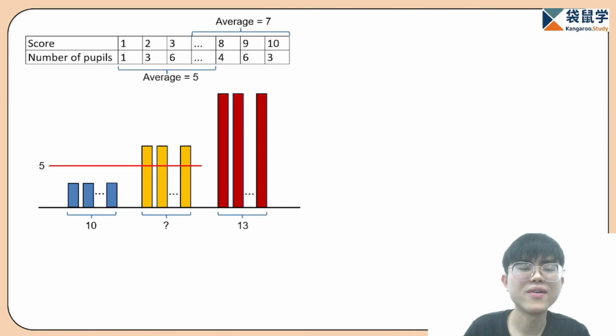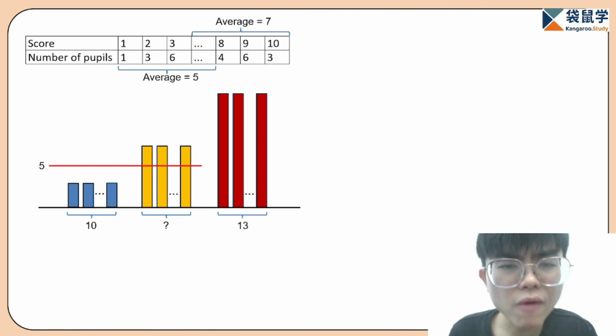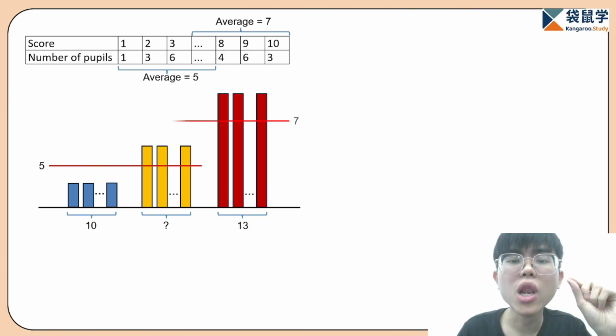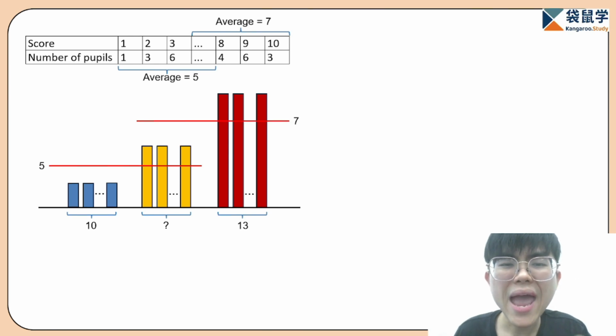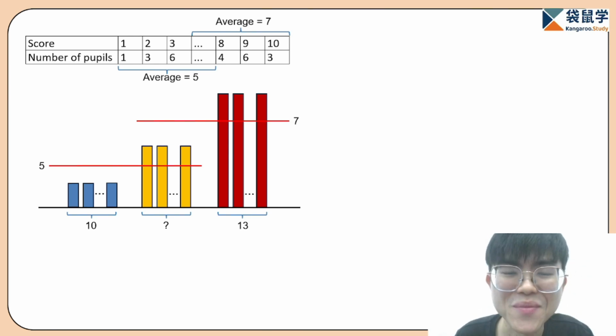And we have 13, right? 13. For the average line of 7, we just draw it a little bit lower than the final group of people. And we are done with drawing our diagram here.